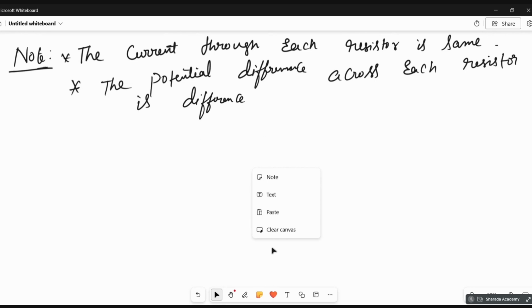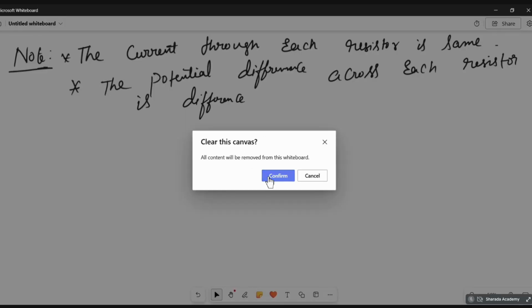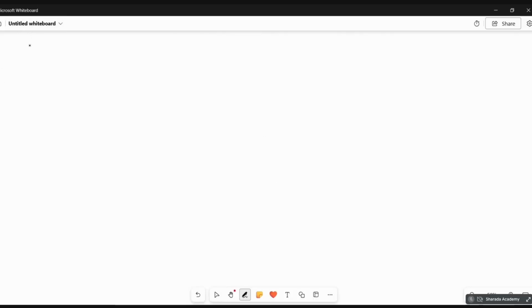Next, we'll see another type of circuit, resistance in parallel. Write down: second one, resistors in parallel. So what is a resistor? A resistor is a component which provides the resistance in the circuit. So, resistors in parallel.